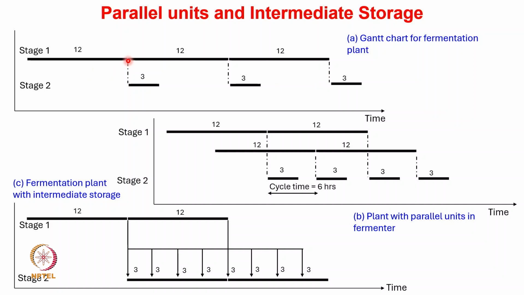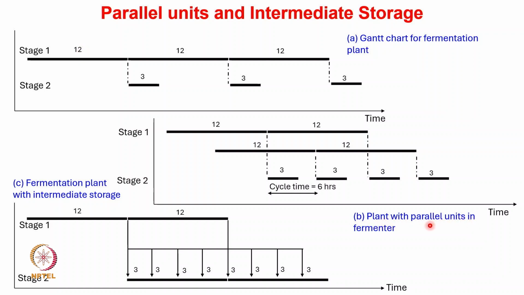You can see that once stage 1 is completed, we can start stage 2 for batch 2, and in this manner for these 3 batches, you can see that the makespan will be 36 plus 3, so 39 hours is the makespan here, and the cycle time is 12 hours.